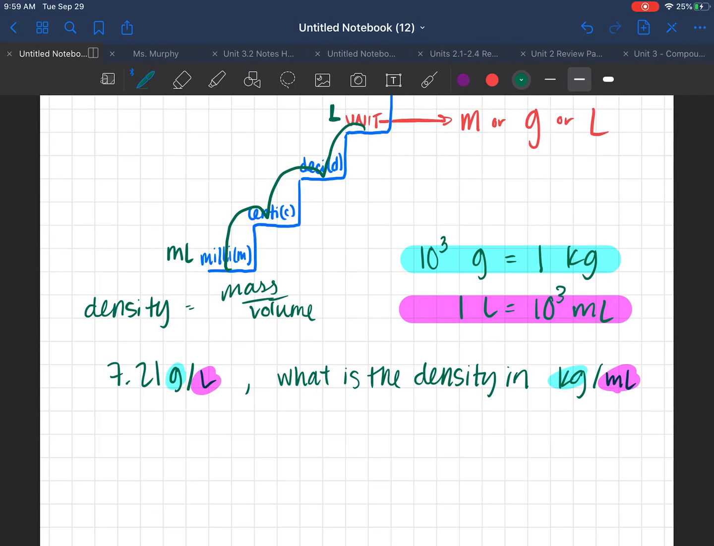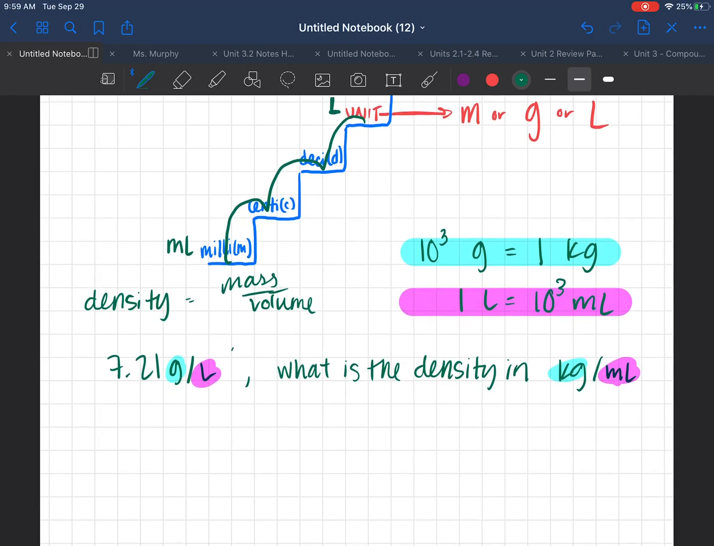So now, the next step is recognizing this 7.21 grams per liter and realizing how to write it. The way that we are going to write this as a fraction is you'll always write the number and the unit that comes first in the numerator, and whatever you have after that forward slash, you're going to put at the bottom. So we have 7.21 grams per liter. That is what we know. That's what we're starting with.